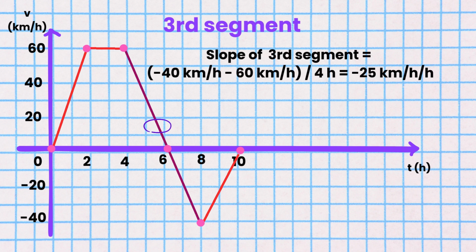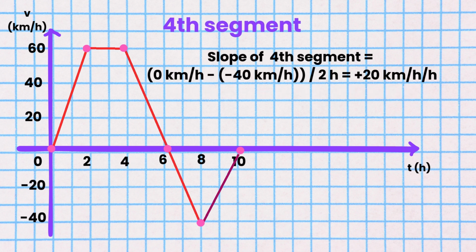Slope of the third segment equals negative 40 km per hour minus 60 km per hour divided by 4 hours, which equals negative 25 km per hour. So acceleration equals negative 25 km per hour. Slope of the fourth segment equals 0 km per hour minus negative 40 km per hour divided by 2 hours. And that equals plus 20 km per hour. So acceleration is plus 20 km per hour.